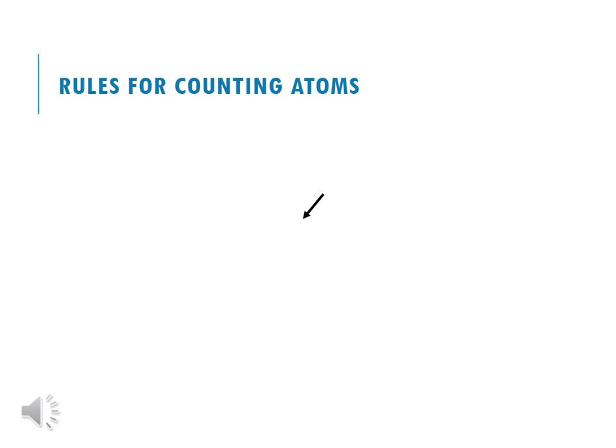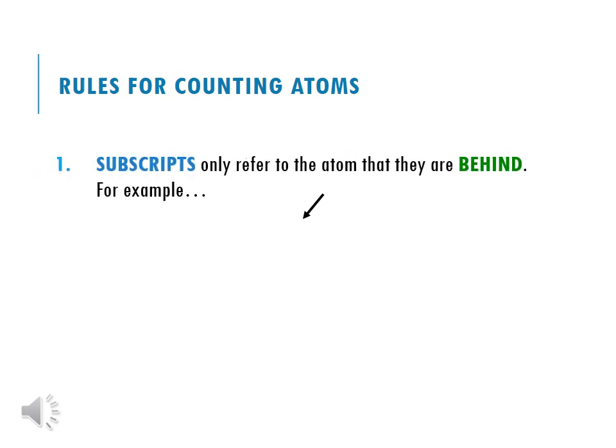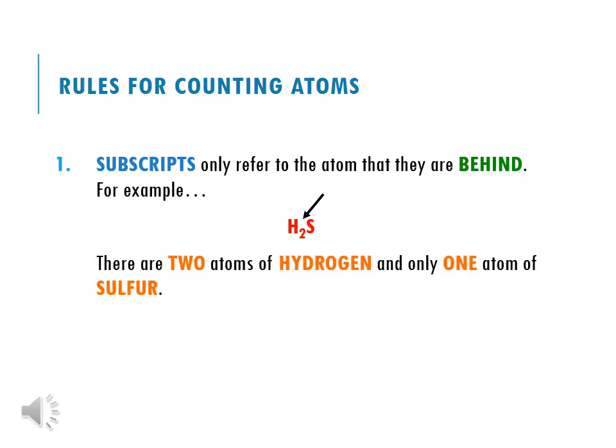Here are some rules for counting atoms. Number one, subscripts only refer to the atom that they are behind. So for example, here's H2S. That 2 right there is only referring to hydrogen. So there are 2 atoms of hydrogen and only 1 atom of sulfur in this compound.